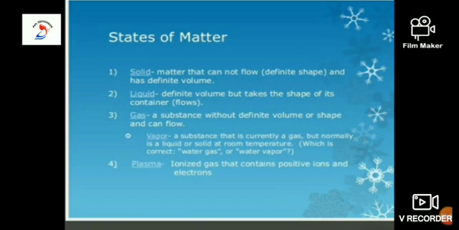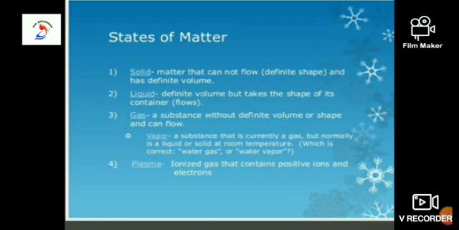States of matter. What are the three states of matter? Solids, liquids and gases, which you have read in your lower classes. Solid: matter that cannot flow; it has a definite shape and definite volume. Liquid: definite volume, it takes the shape of the container. Gas: a substance without definite volume or shape.